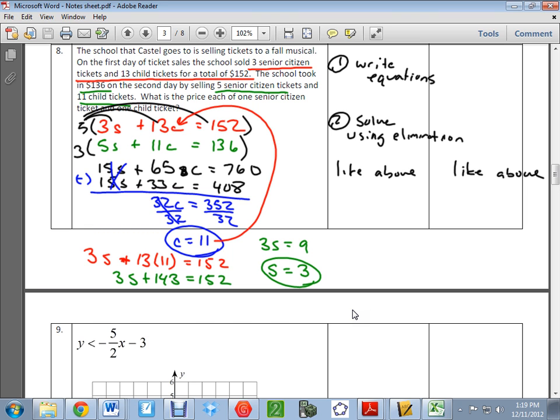Are there any questions on how to do an elimination word problem? Those will be on your exam, I guarantee that 100%. Does anybody still need this up here? Yes. Okay, I'll take a minute.